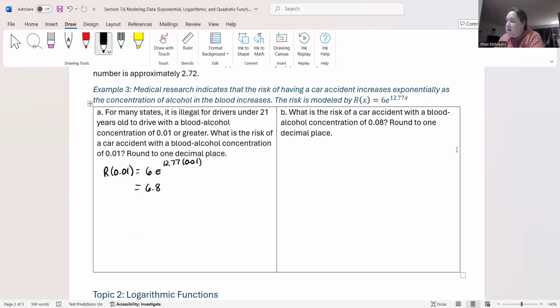Now part B says, what is the risk of car accident with a blood alcohol of 0.08? So it's the same thing, but we want to replace x with 0.08. 6 times e to the 12.77 times 0.08. So let's go to the calculator.